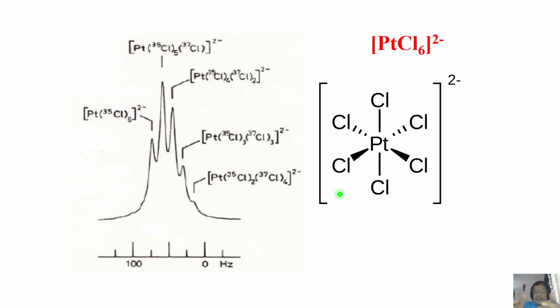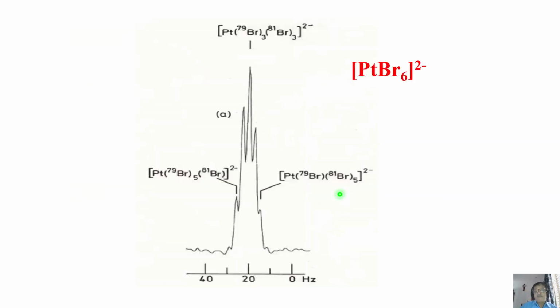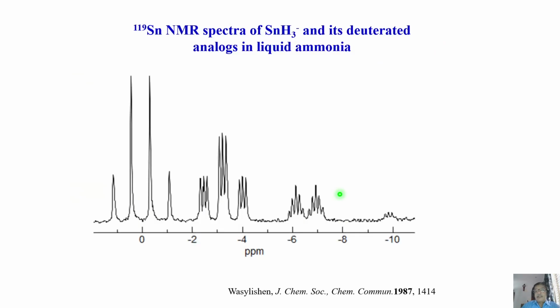In principle, you can calculate what the possible isotopomers are. You find them out and calculate the peak intensities. Okay, same thing for platinum with bromine. Now I will take another simple example. This is a very nice example. I like it. Look at this spectrum.